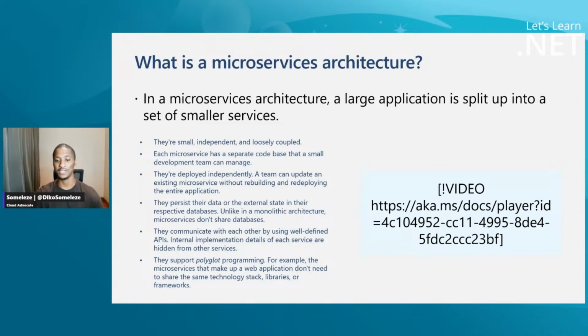They communicate with each other by using well-defined APIs. Internal implementation details of each service are hidden from the other services. They also support polyglot programming. For example, the microservices that make up a web application don't need to share the same technology stack, libraries, or frameworks.